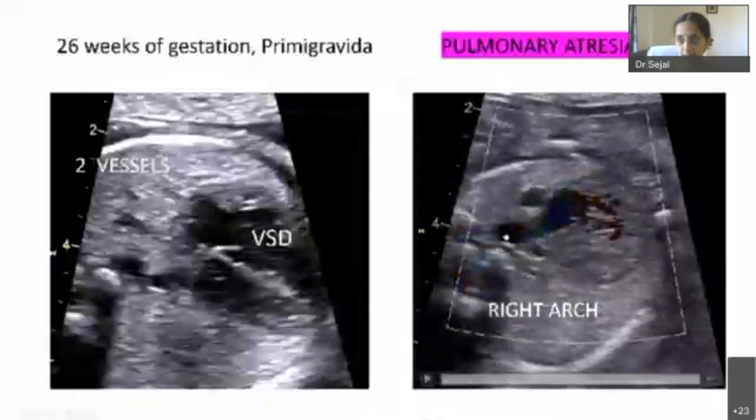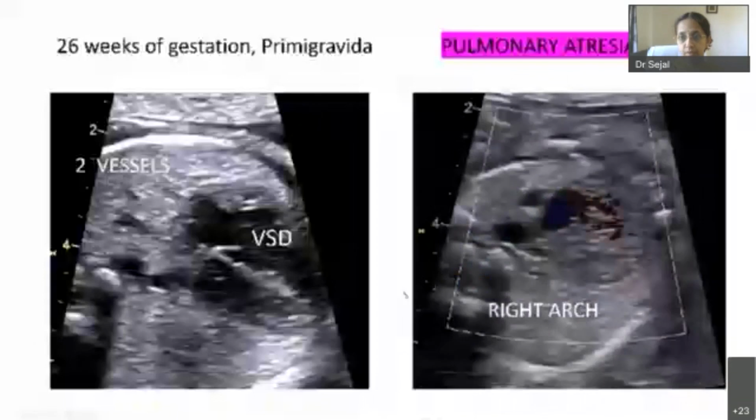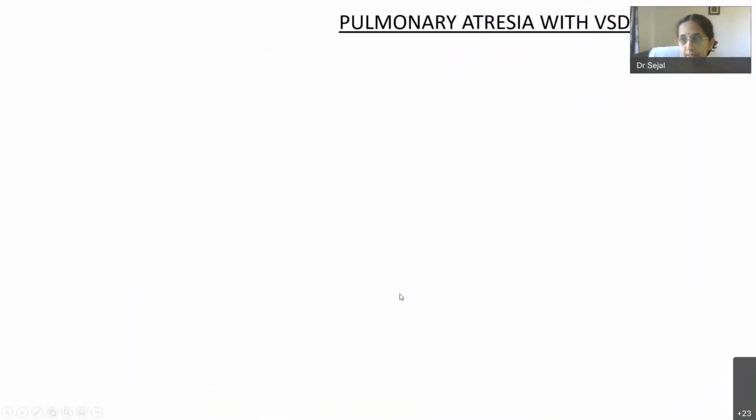So I have a single great vessel. This is the aortic arch. This is the ductal arch. So this is a right aortic arch, VSD, pulmonary atresia. Yes. So even in three vessel view, only one outflow tract is seen.